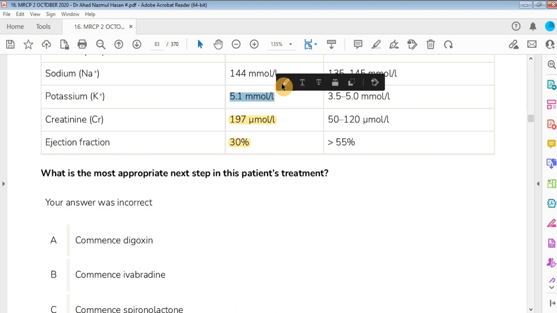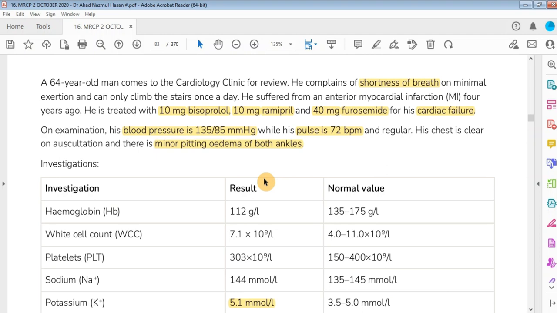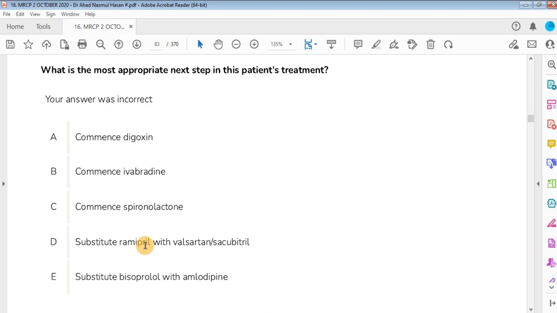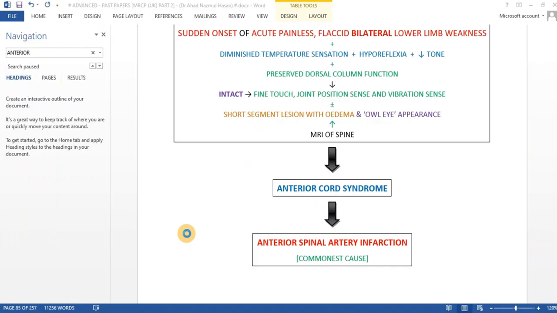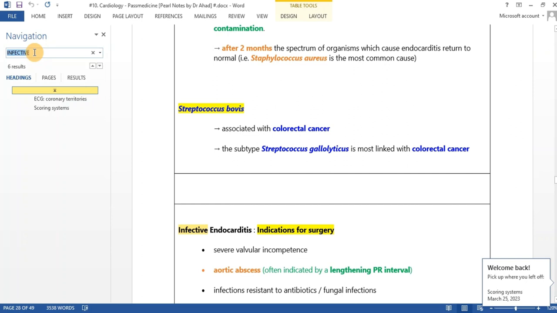So this is a patient with chronic cardiac failure or chronic heart failure. Ejection fraction is 30%. Pulse or heartbeat is 72 beats per minute. So what should be the most appropriate next step here? Can we use ivabradine? Sir, what's the heart rate? Heart rate is 72 beats per minute. Yes, we can, sir.